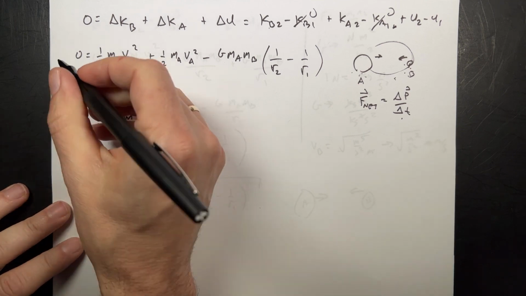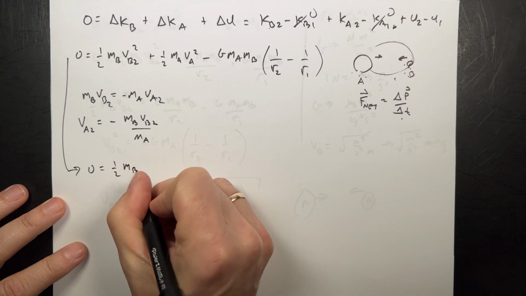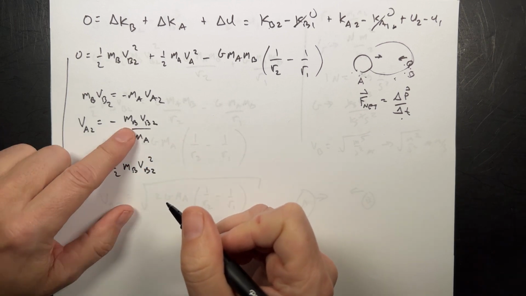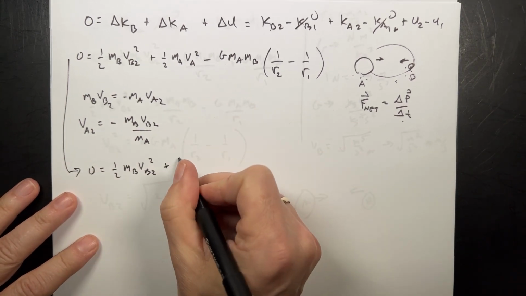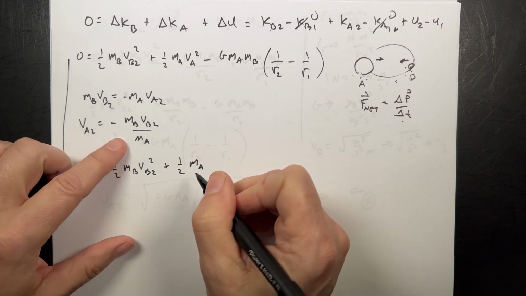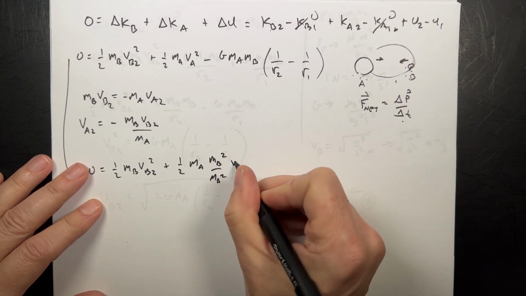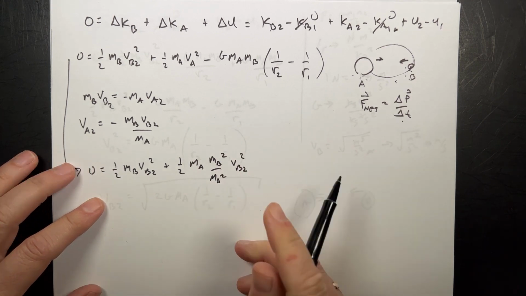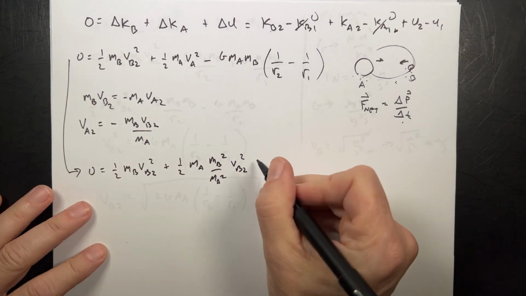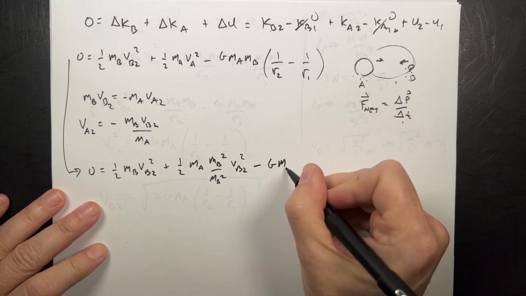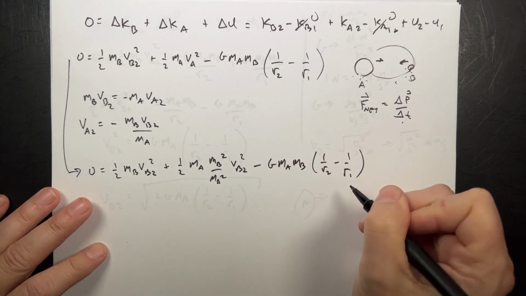So let's do that. So this becomes 0 equals 1/2 MB VB2 squared. That's the same thing. But now I'm going to square this and put this in up there, and I get plus 1/2 MA, this squared, which is going to be MB squared over MA squared VB2 squared. And you notice I now have two VB2 squared terms. And then I have this term, minus G MA MB times 1 over R2 minus 1 over R1.